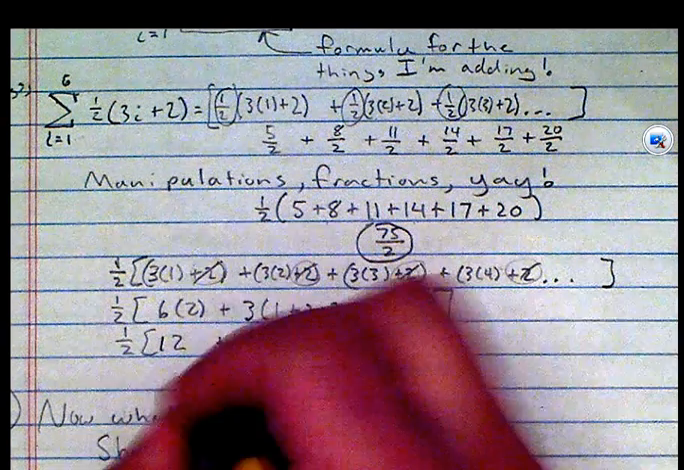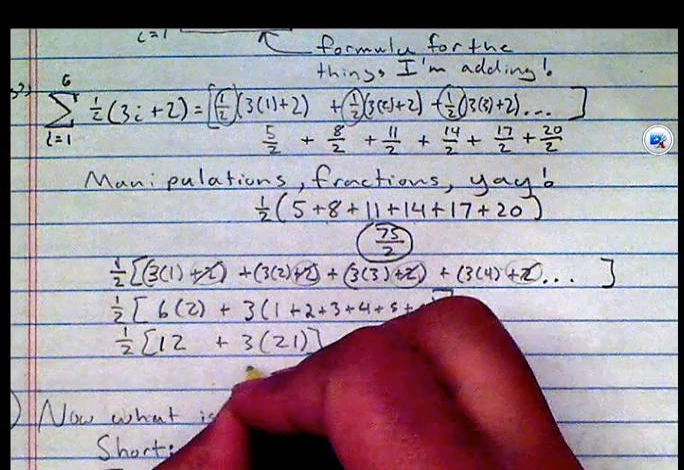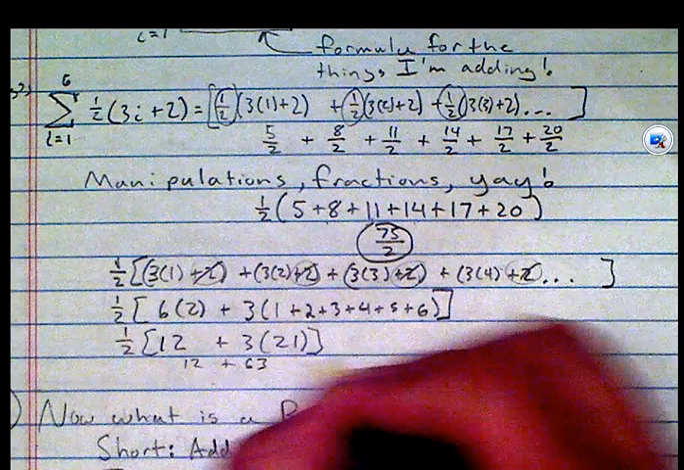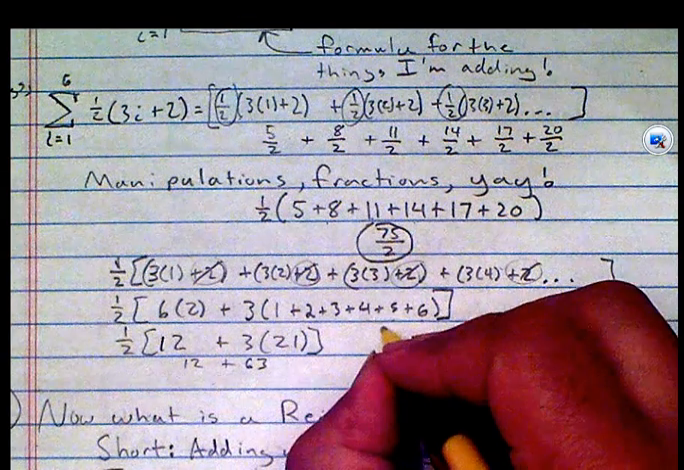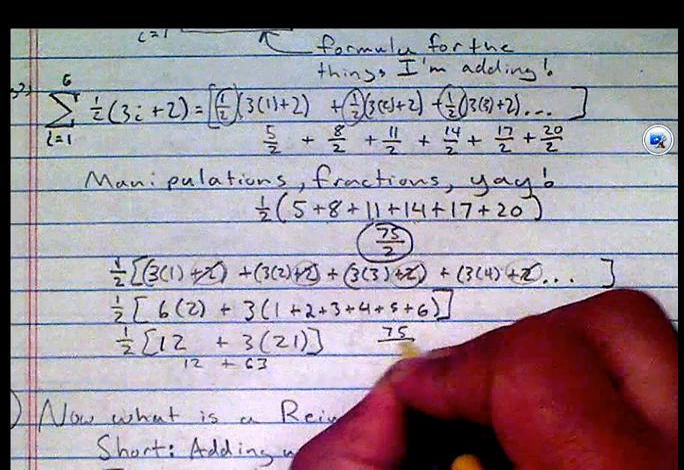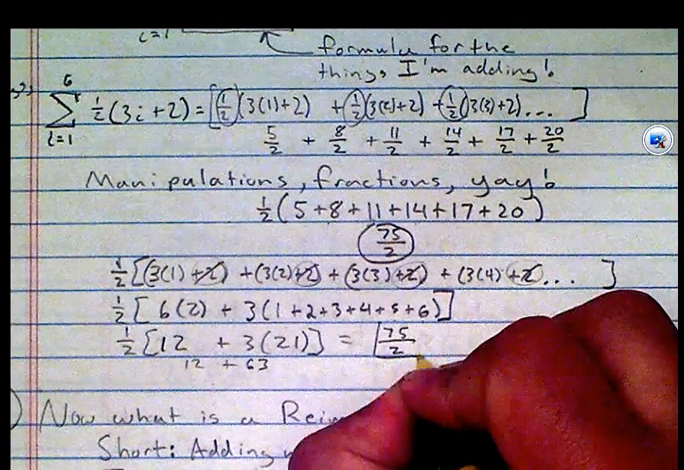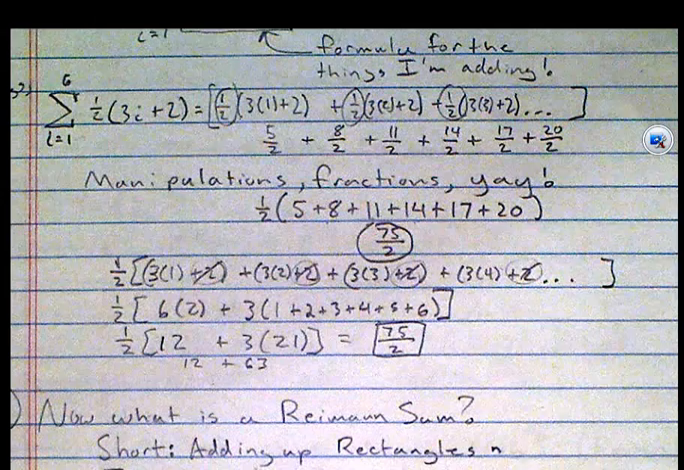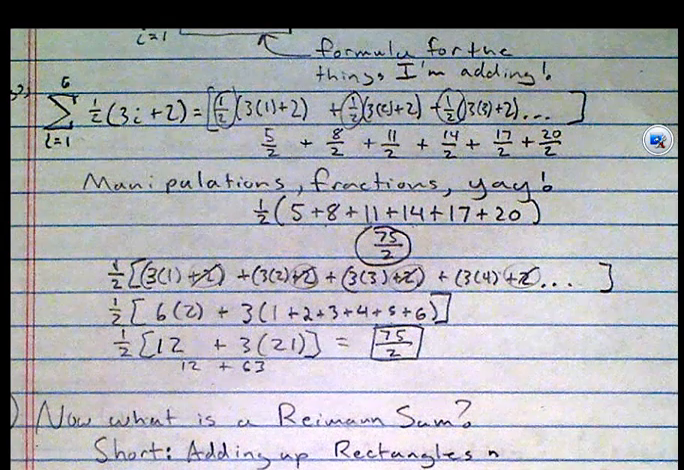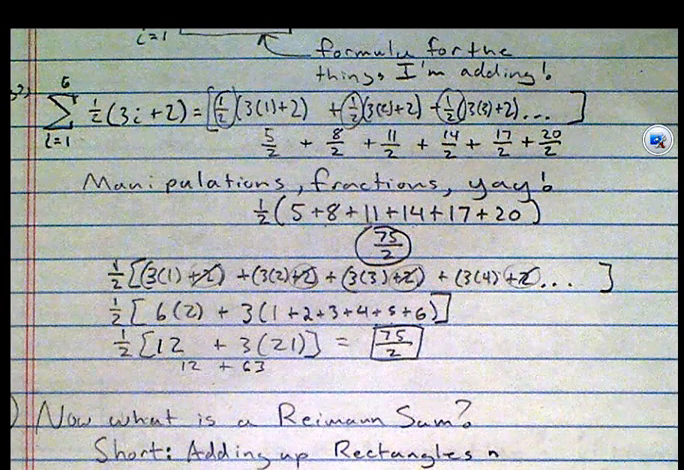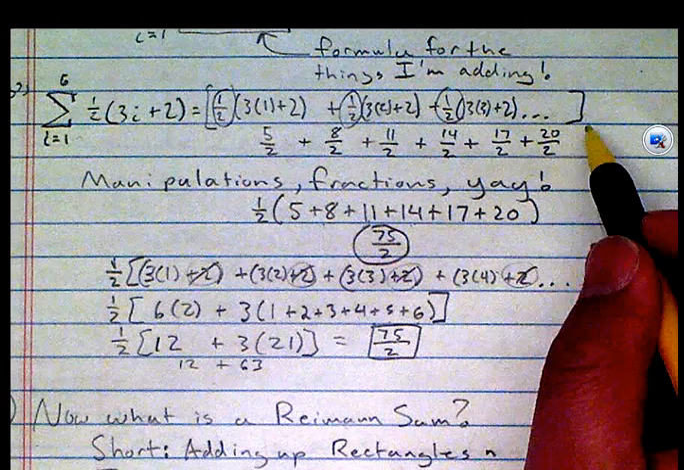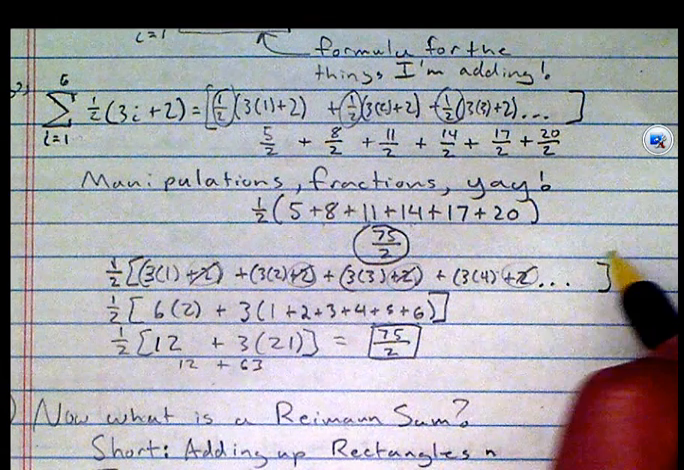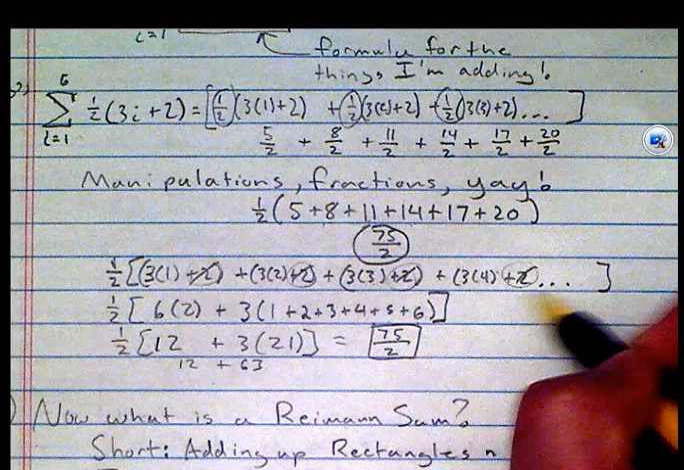3 times 21 is 63. 63 and 12 makes 75. So yep, 75 over 2. You get the same thing. Now you don't ever have to do all this manipulation, but it's fun to know that you don't have to stretch this all the way out. This is boring to me, and I'm sure it is to you. I would much rather see this than see this any day.